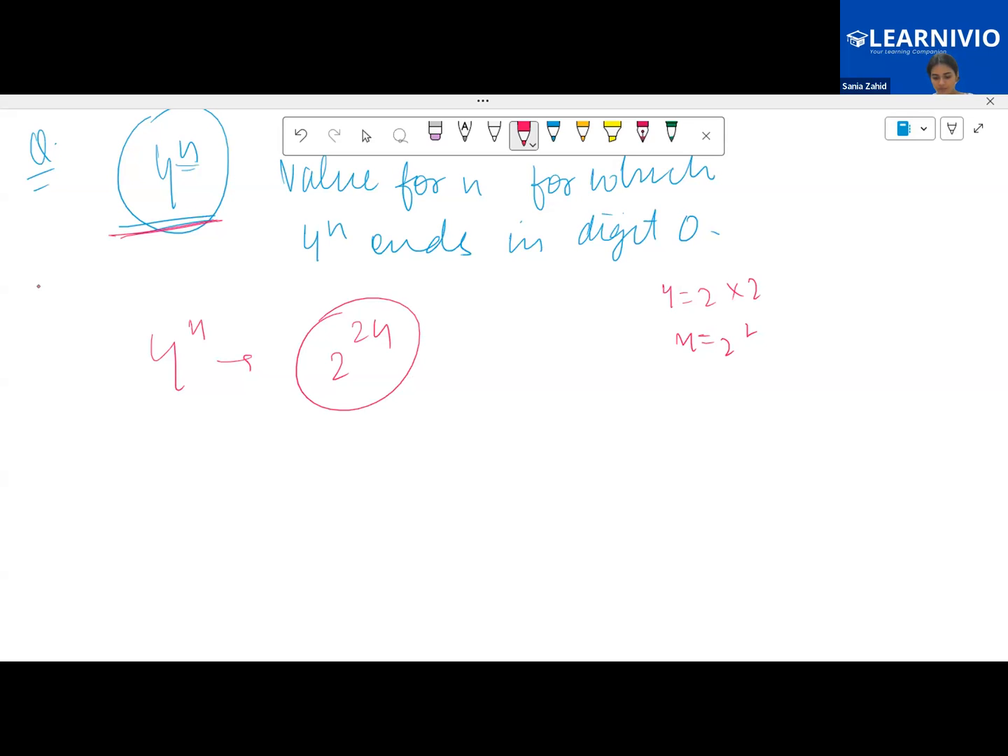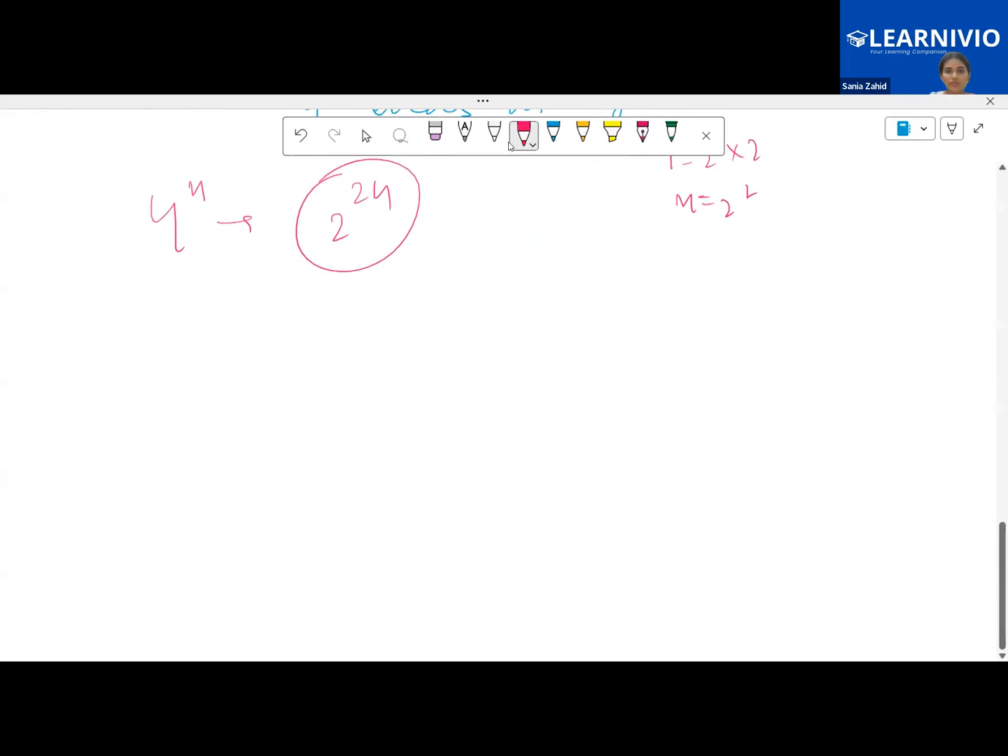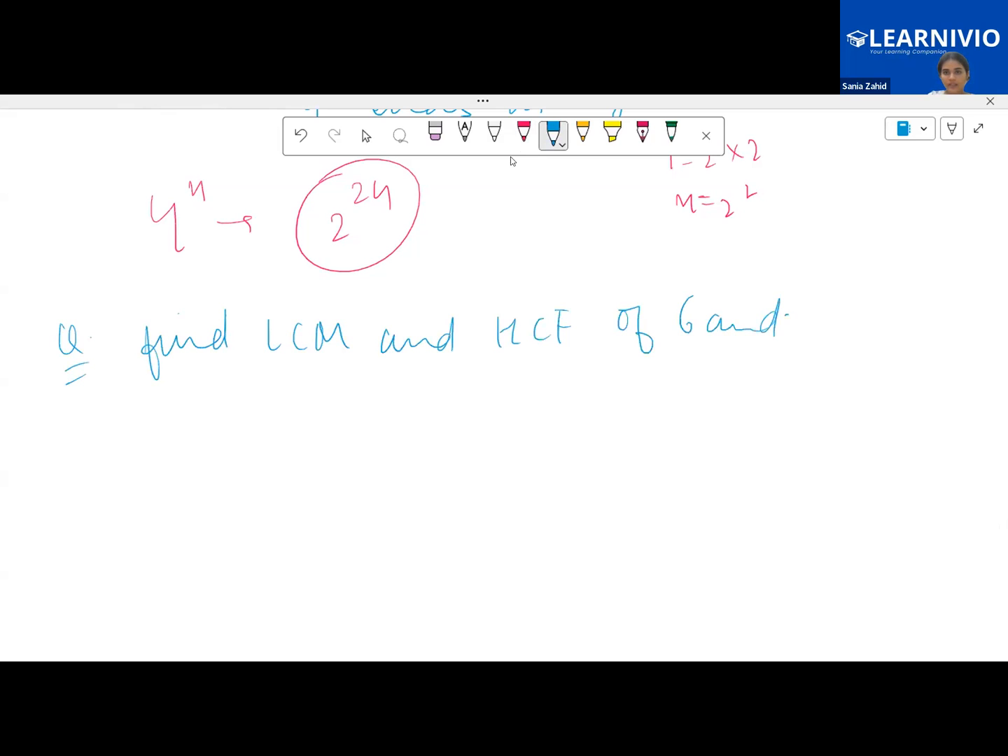Understood? Yes. Okay, so now we come to the question for LCM and HCF. You have to find the LCM and HCF of 6 and 20 by prime factorization. Can you do this now on your own? Yes. Okay, try to do it.